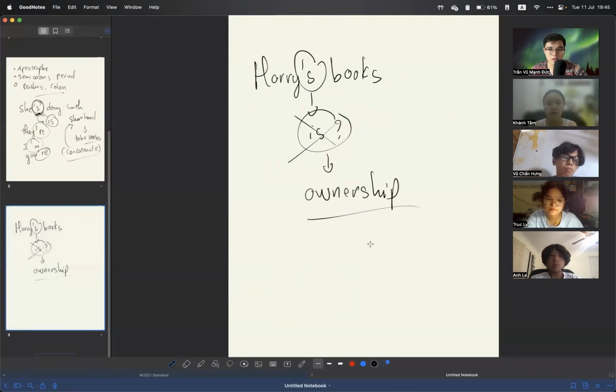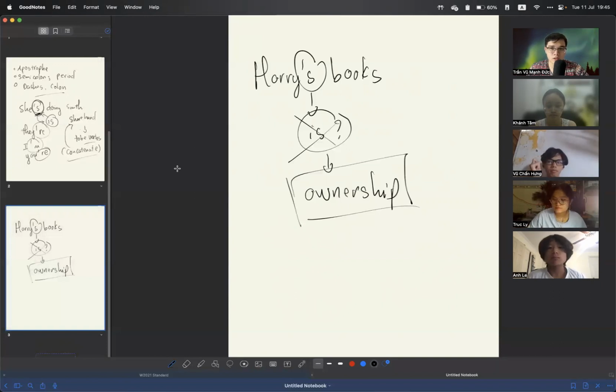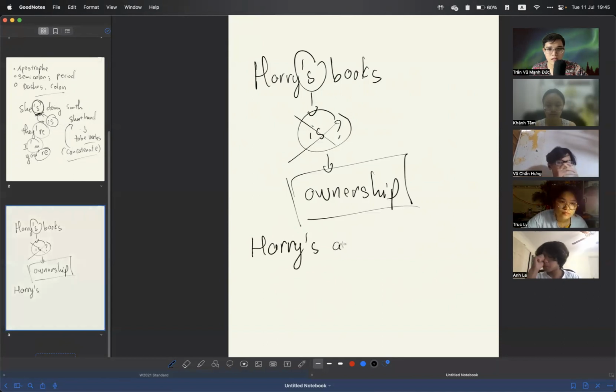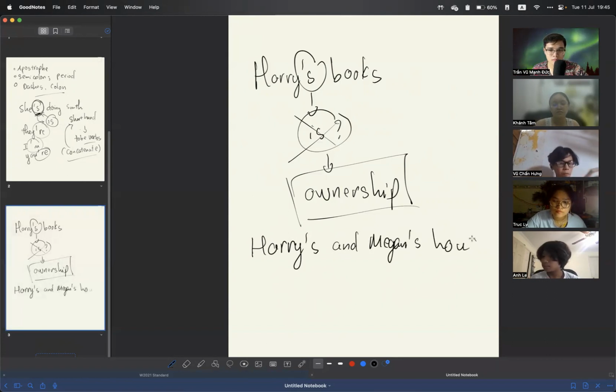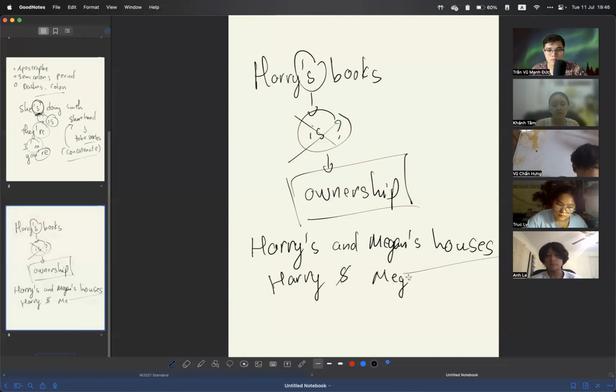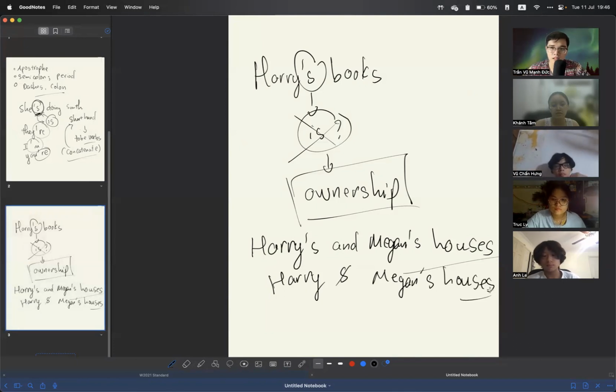right? Ownership. So there are two primary functions of the apostrophe. Firstly is to concatenate to be verbs, and secondly is to indicate ownership. And what if I say Harry and Meghan? How's this? And versus Harry and Meghan house. This is, right? What is the primary difference between these two in terms of meaning?